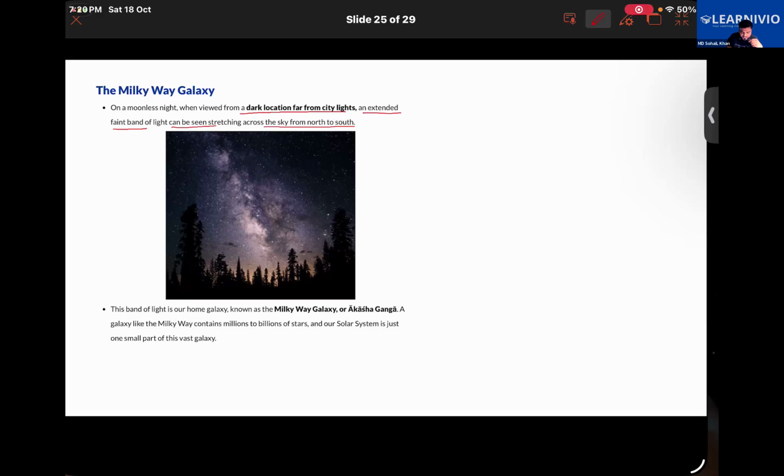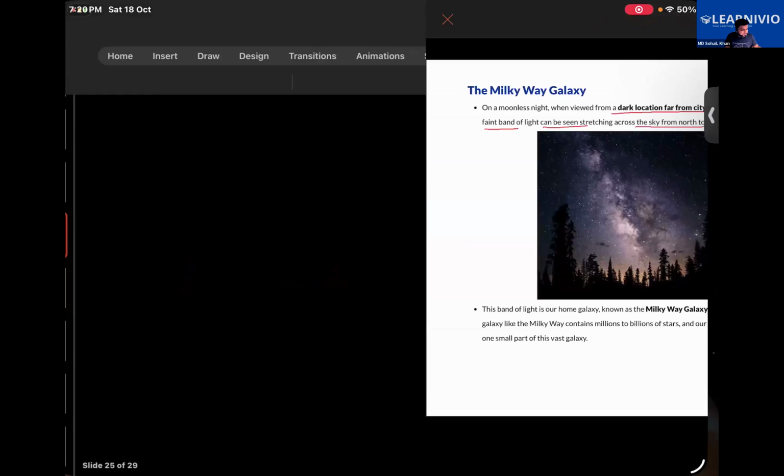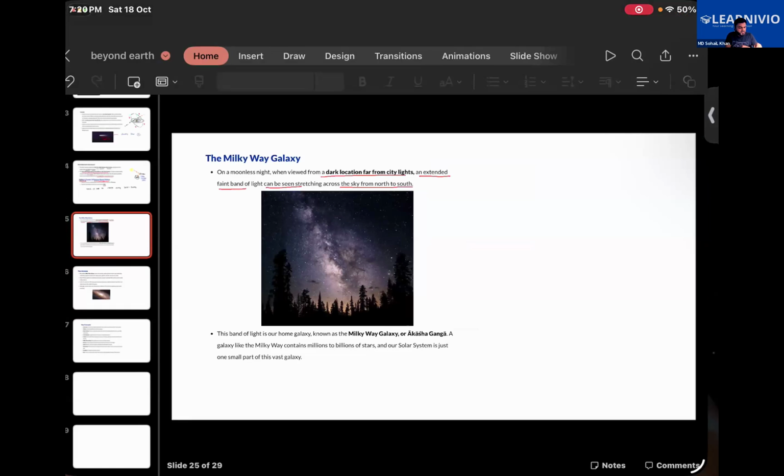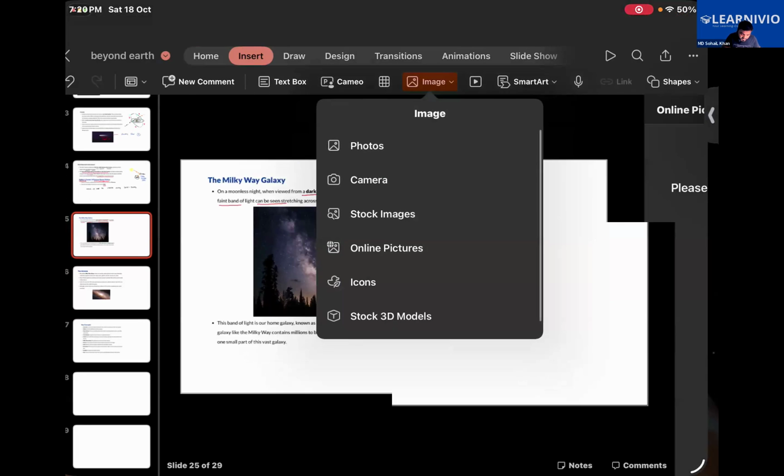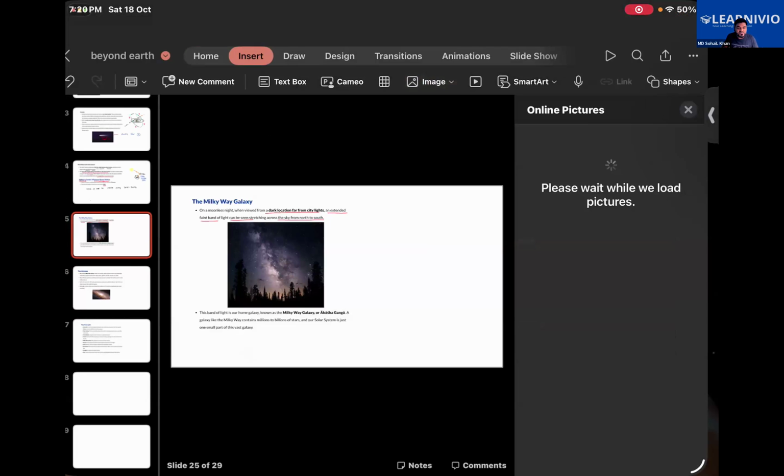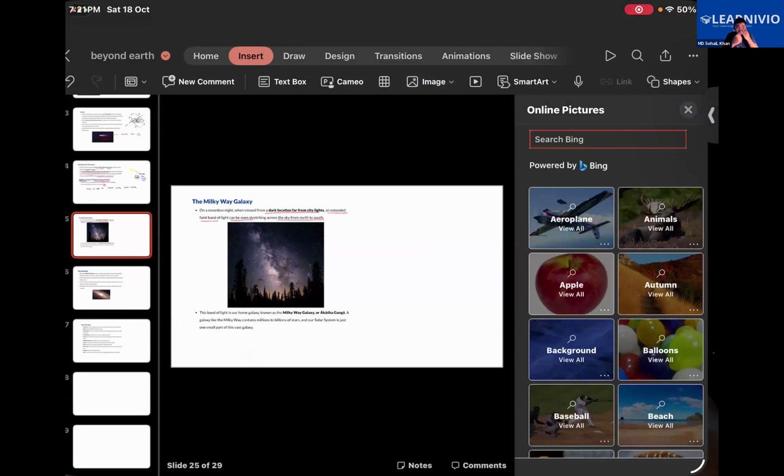Obviously, there are so many galaxies. There are multiple galaxies in the universe. Okay, take a look at this. The shape of the Milky Way galaxy is a spiral shaped galaxy. It's like that.